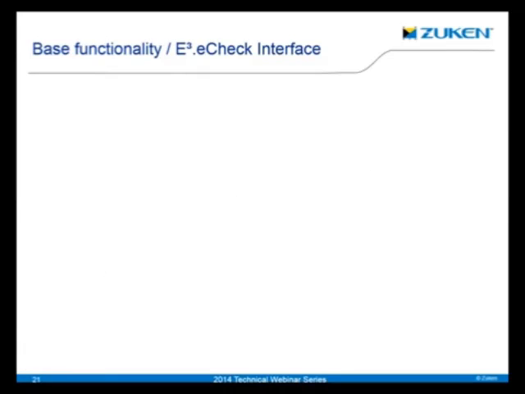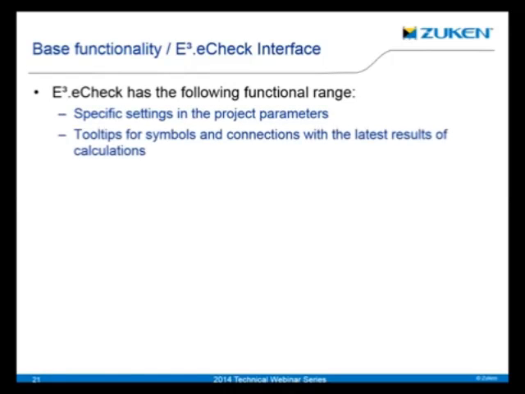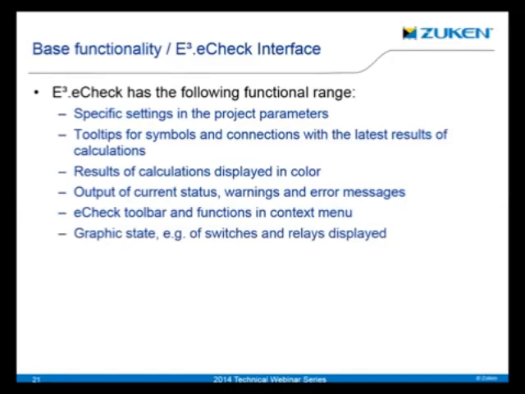The following functions are available: specific settings in the project parameters, enhanced tooltips for symbols and connections, result of calculations displayed in different colors, output of actual status, warnings and error messages, an E3.eCheck toolbar and also additional items in the context menu, additional graphic to show the state of switches and relays.